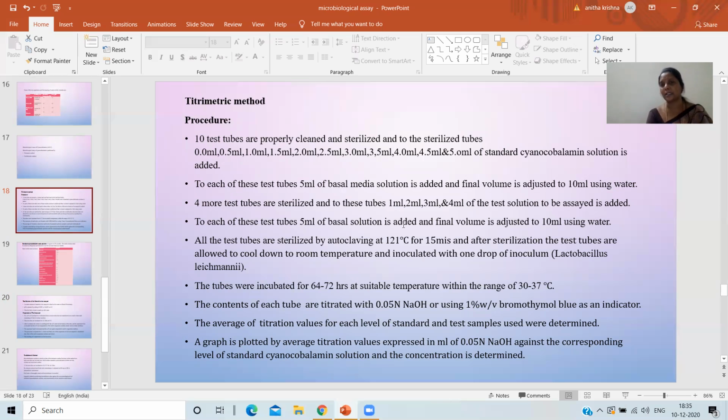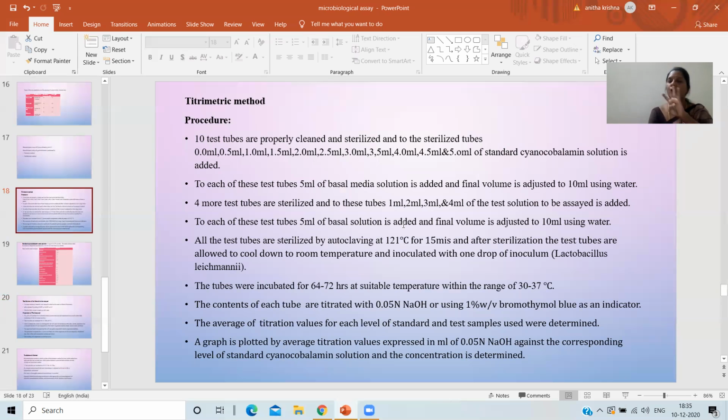And to each of these test tubes, again, you have to add 5 ml of basal stock solution or basal media solution. Then the final volume is made up to 10 ml using water. For example, in the first test tube, you'll be adding 0 ml of standard stock solution. That means you have to add 5 ml of basal medium and 5 ml of water to make it 10 ml. Then in the second test tube, you'll be adding 0.5 ml, so you add 5 ml of basal solution and 4.5 ml of water. In this way you keep increasing, and the final volume should be made up to 10 ml with water.